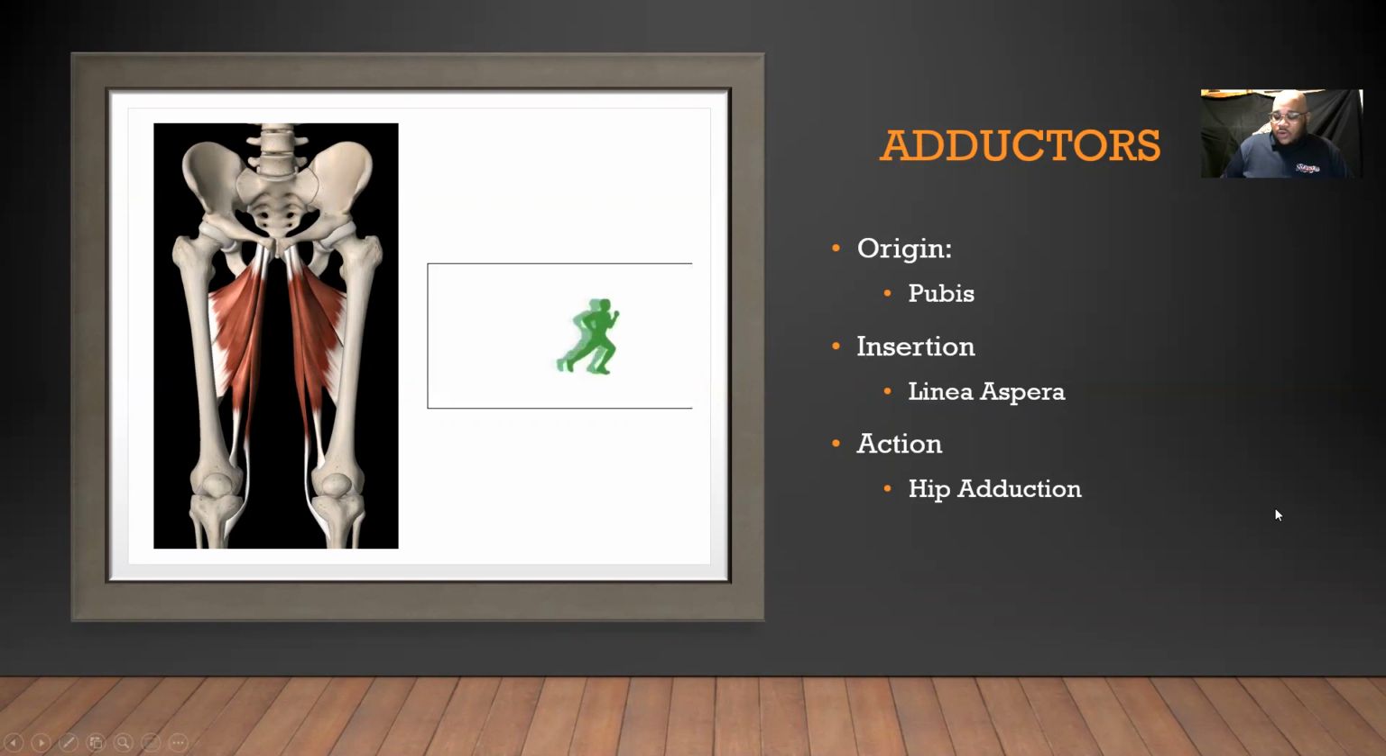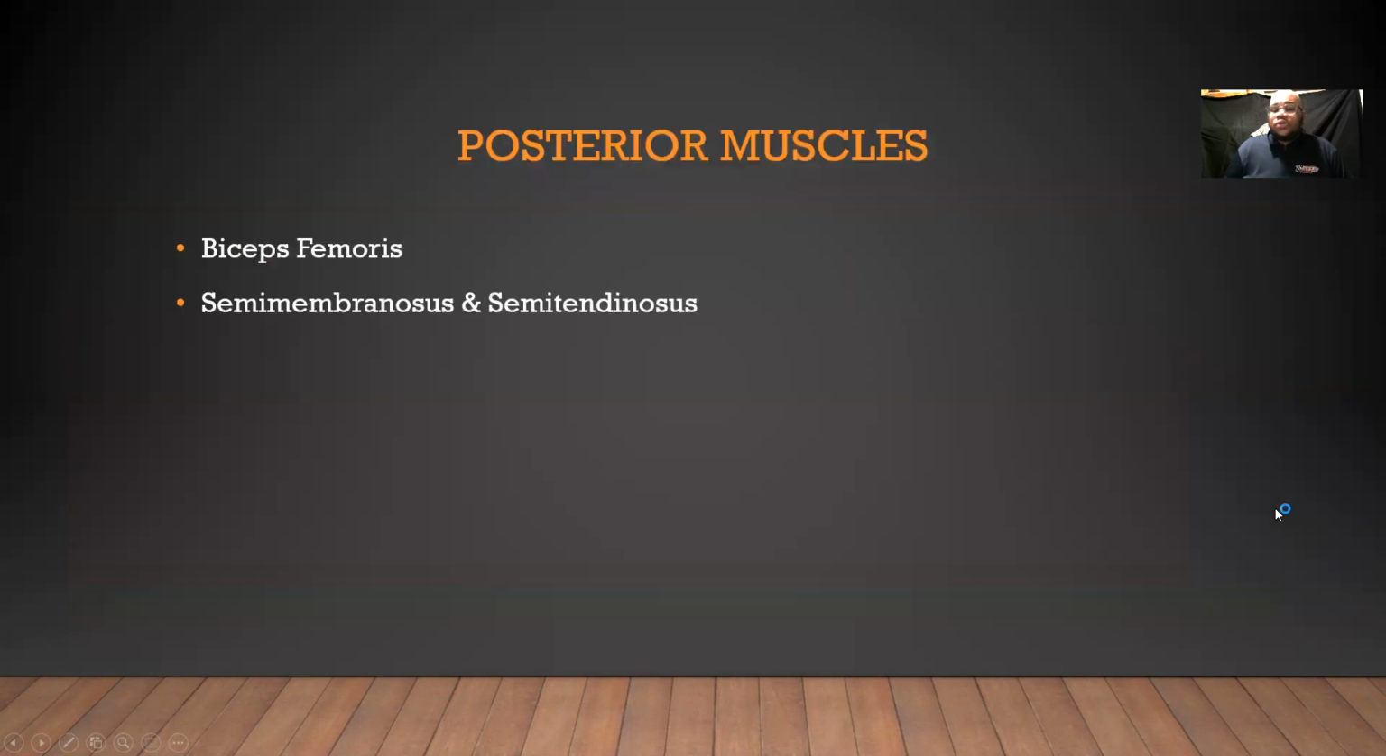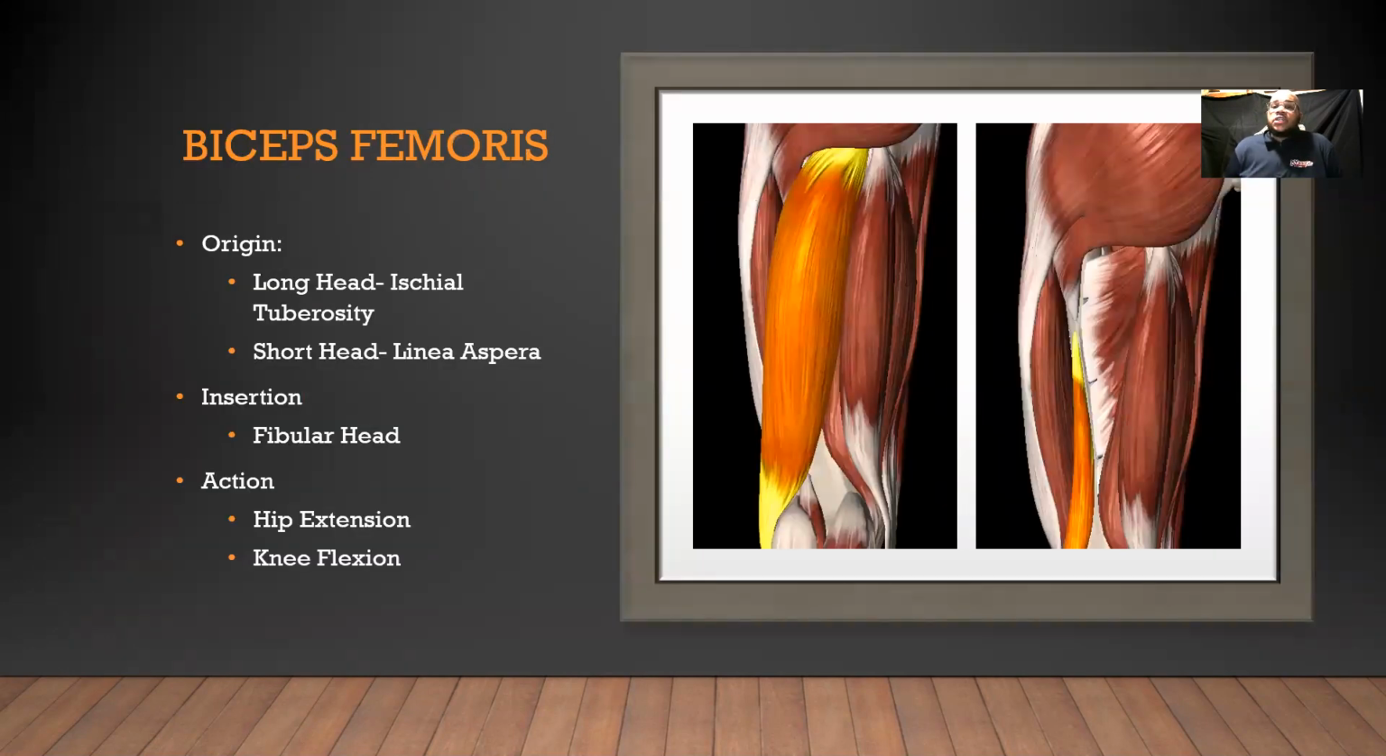So now let's move on to our posterior muscles, and these are very, very important. We call these muscles our hamstrings, but they're split into the biceps femoris, as well as the semimembranosus and semitendinosus. Our first one is called the biceps femoris.